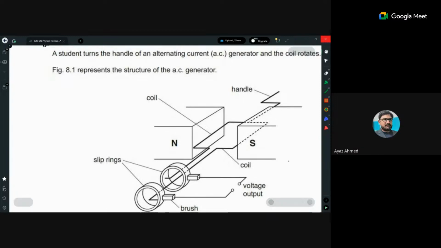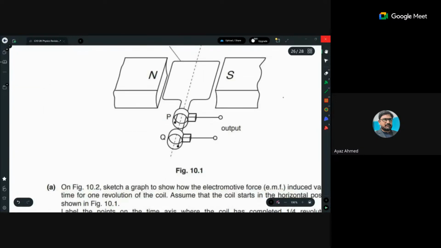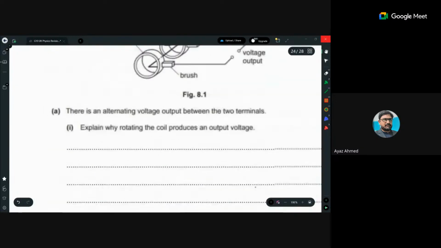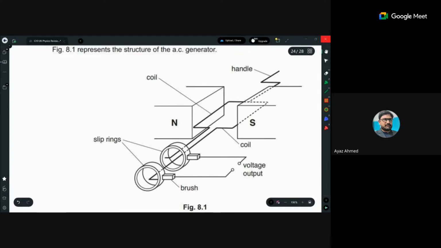Student question number 8. We are at question number 8. We are just left with, I think, 2 more questions. Generator के questions are. Correct. A student turns the handle of the alternating current generator and the coil rotates. Figure 8.1 represents the structure of the AC generator. Just recognize that. What is the difference between the structure of AC generator and DC motor?